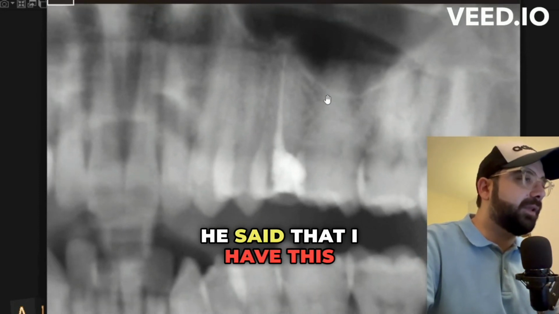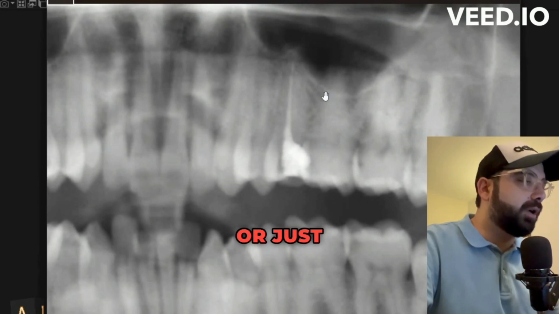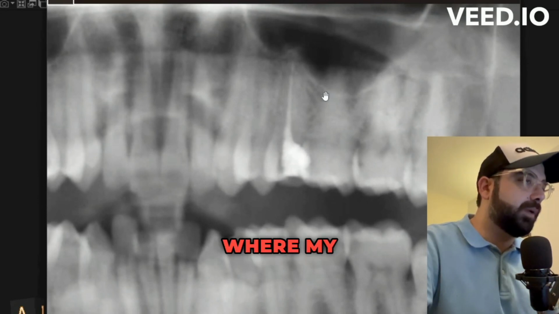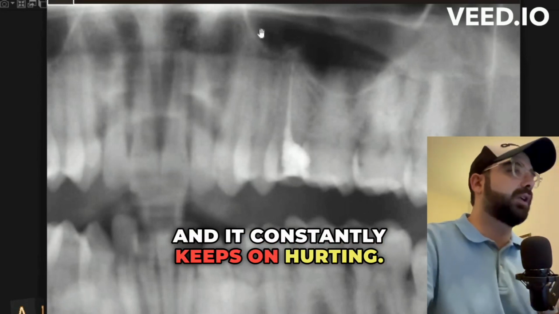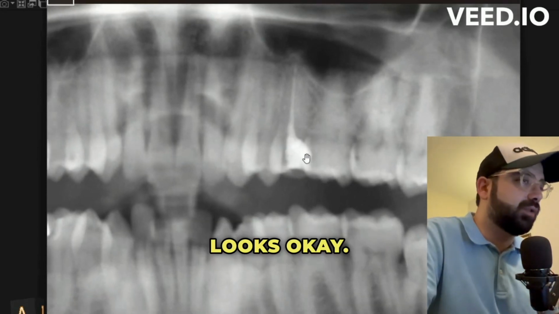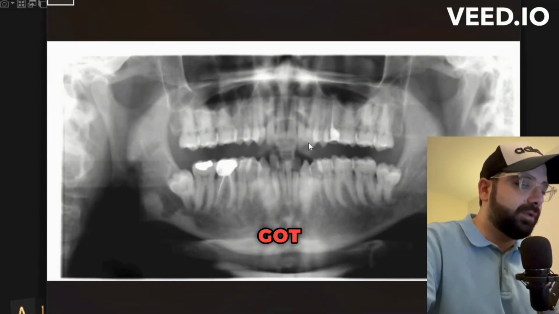He said that I have this area over my gum, close to where my gum and cheek meet, and there is a swelling there, and it constantly keeps on hurting. And I went to the dentist, and they said everything looks okay. So this is the panoramic view that the patient got latest.